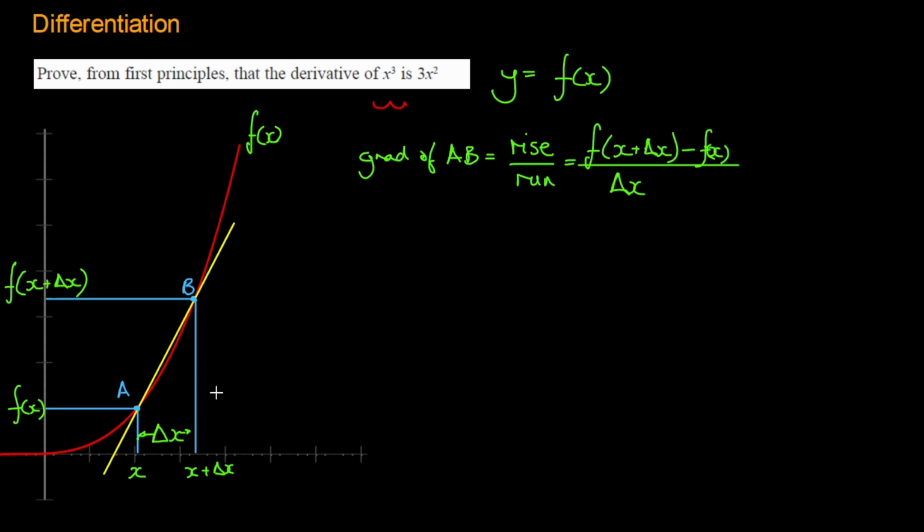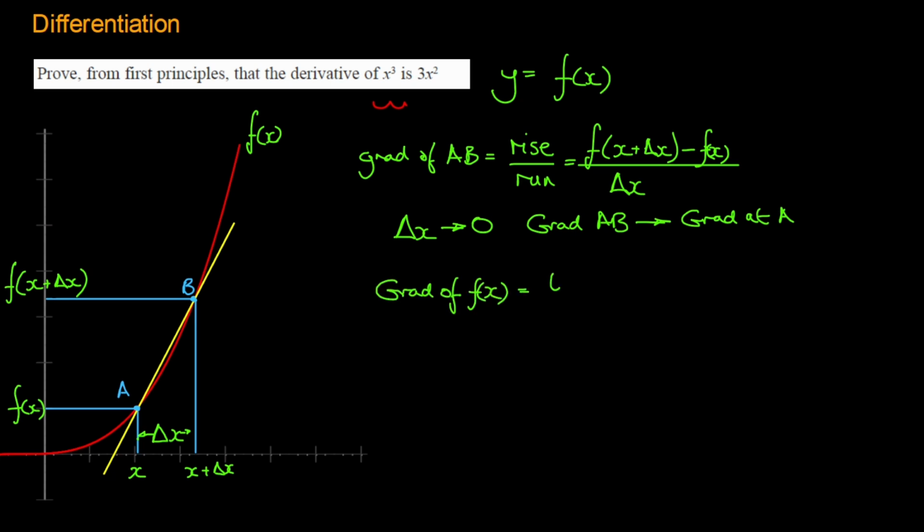But supposing now we do the same and we push B towards A, delta x tends to go to naught. And the gradient of AB will tend to go to the gradient at A. How do we write that down? Well, the gradient of f of x is equal to the limit as delta x goes to naught of this formula here.